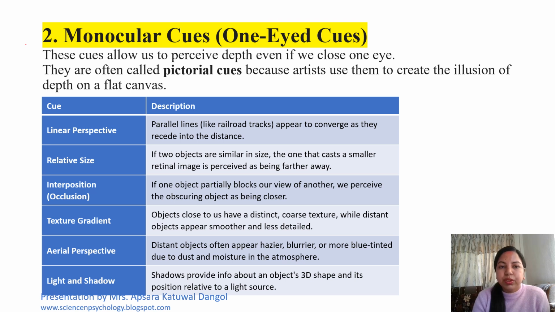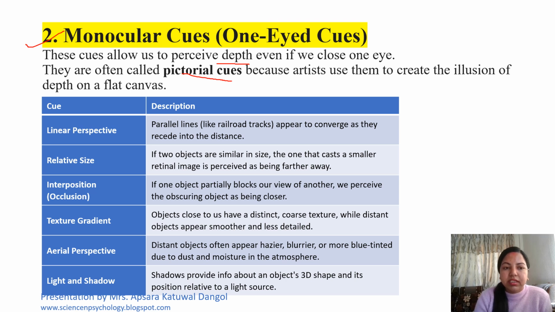Next are monocular cues, that is, one-eyed cues. These cues allow us to perceive depth even if we close one eye. We are able to see this with one eye also. They are often called pictorial cues because artists use them to create the illusion of depth on a flat canvas.